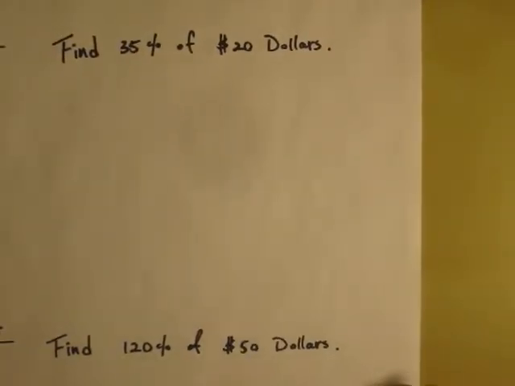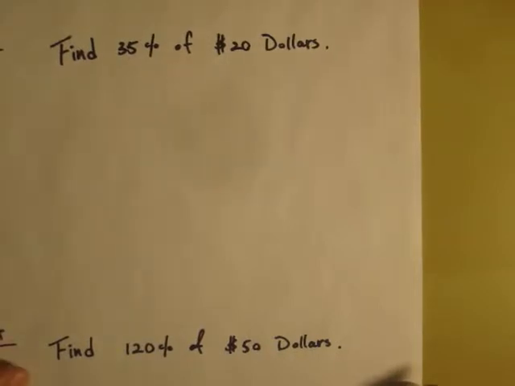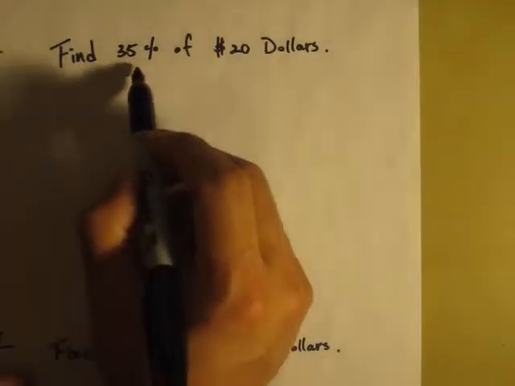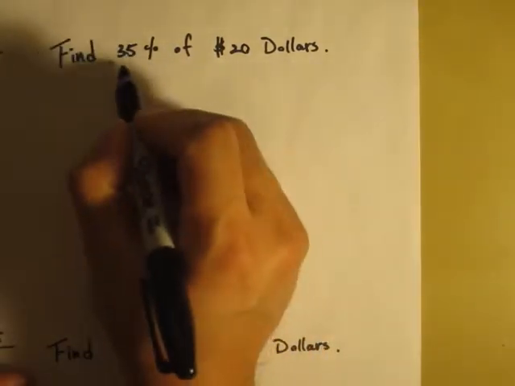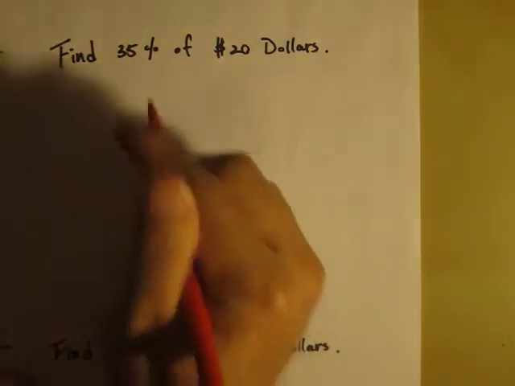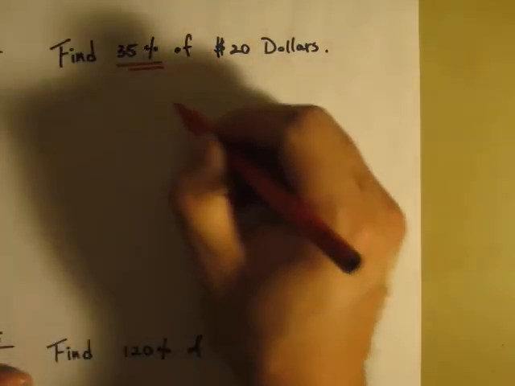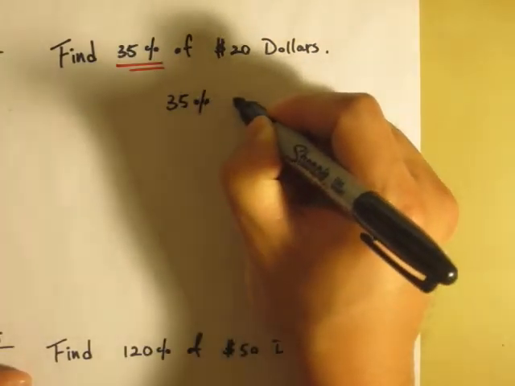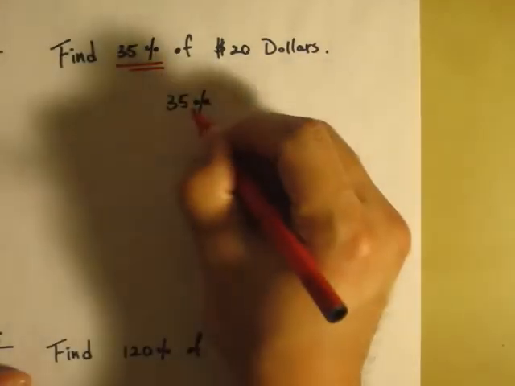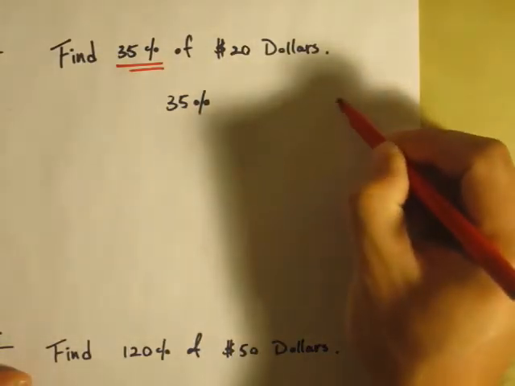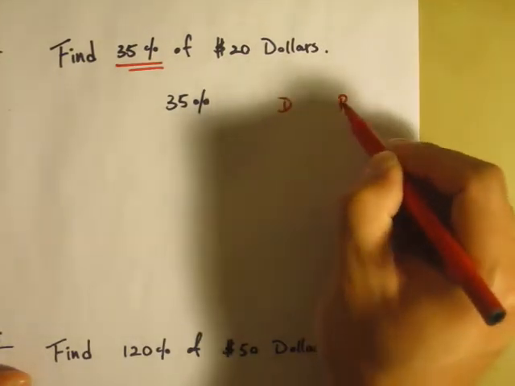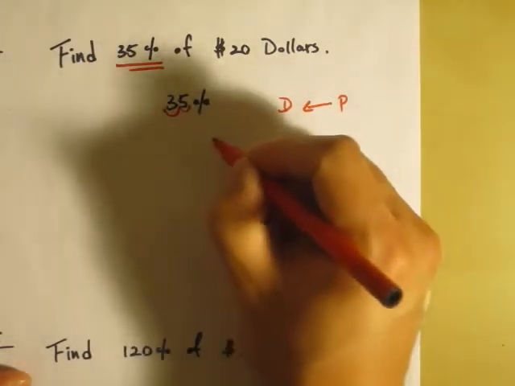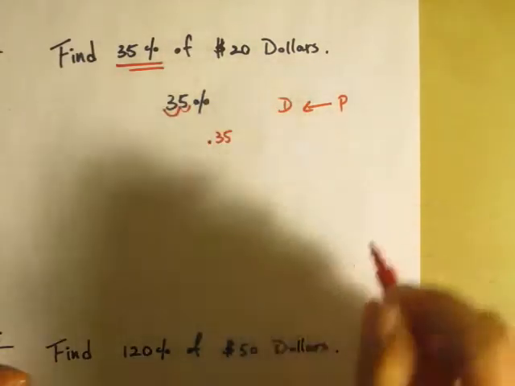Now, examples 3 and 4 relate to our goal number 2, finding the percentage of a number. If I give you the problem, find 35% of $20, we cannot multiply by a percentage. So again, we have to convert. Write this down: 35%, we have to convert it into a decimal. Decimal here, percent here. Converting from percent to decimal, we move left twice. So this is 0.35. That's what we need.